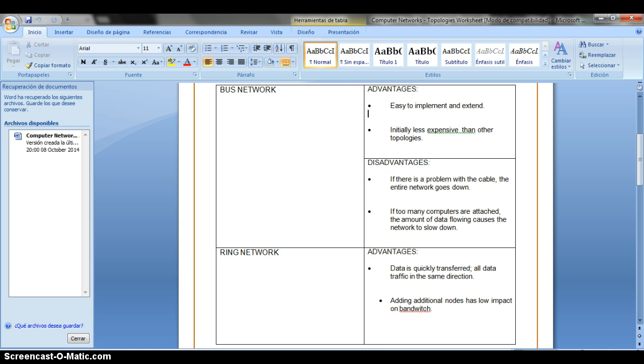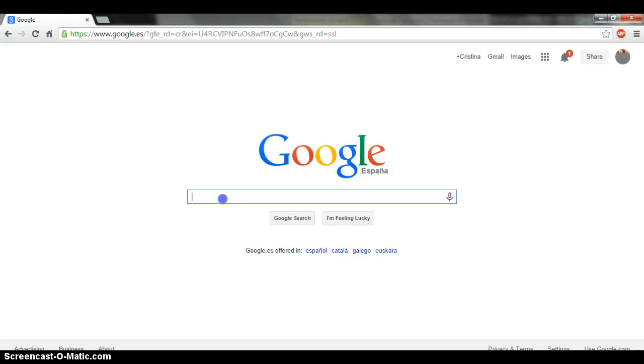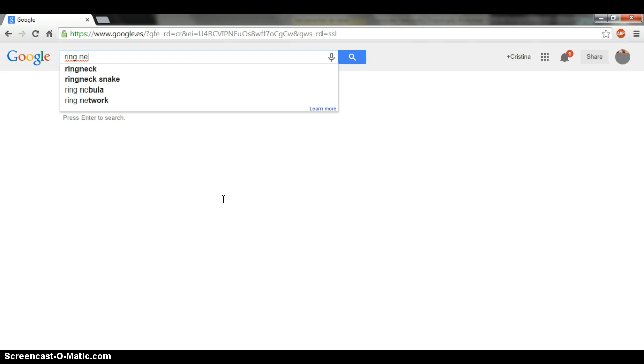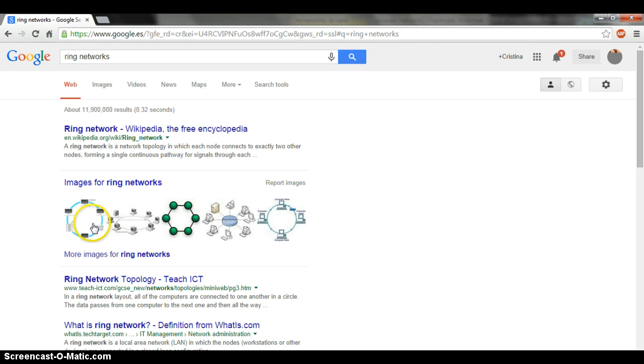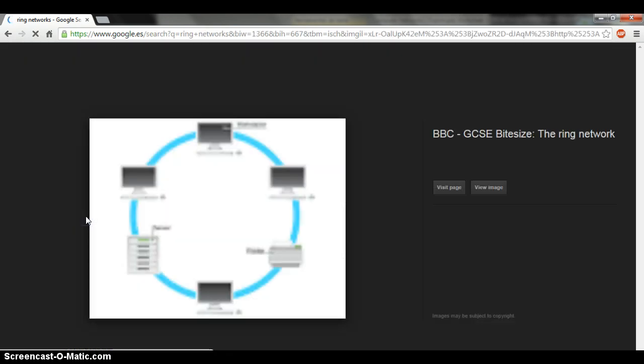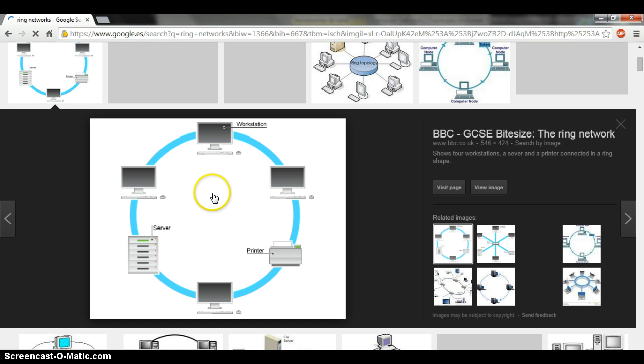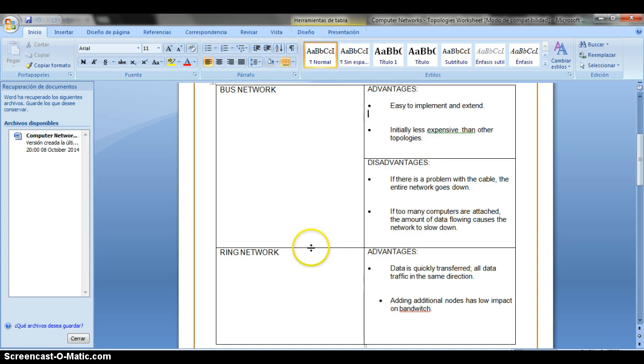Okay, so the first type are ring networks. In ring networks, each computer is connected to each other, so the data is transmitted around the network. As it passes from one computer to the next, the data goes around the whole network continuously. The advantages are that data is quickly transferred and all data traffic is in the same direction. Adding additional nodes has a low impact on the bandwidth.